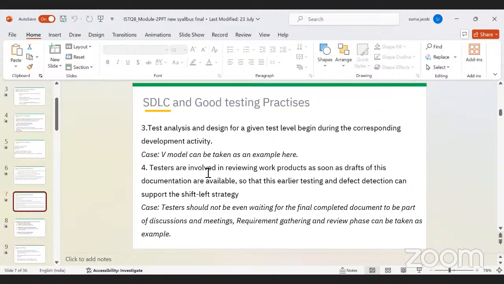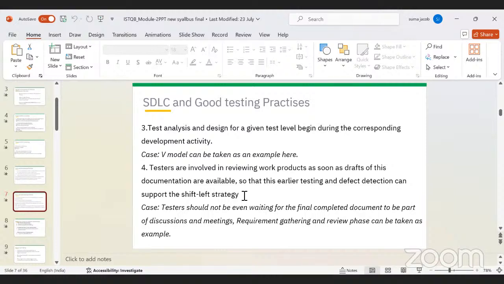Finally, testers are involved in reviewing work products as soon as drafts of the documentation are available, so that this earlier testing and defect detection can support the shift left strategy. The shift left strategy is that we are trying to take testing towards the left. From a general STLC timeline, we know that testing only happens towards the right. First the requirement analysis happens, then the design, then the implementation, and finally the testing phase.